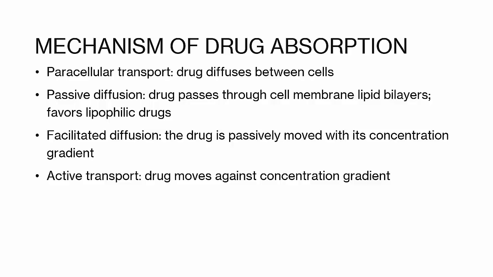In passive diffusion, the drug passes through the cell membrane lipid bilayers. This is the most common way that drugs cross biological membranes. It favors drugs that are lipophilic. Facilitated diffusion: the drug is passively moved with its concentration gradient. And finally, active transport: the drug is actively moved against its concentration gradient. This requires energy in the form of adenosine triphosphate, also known as ATP.